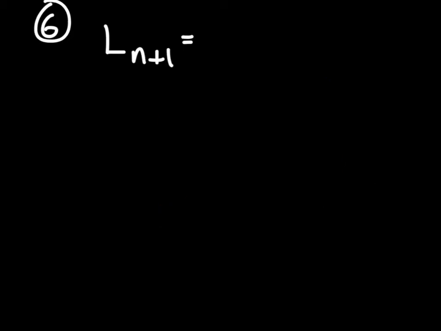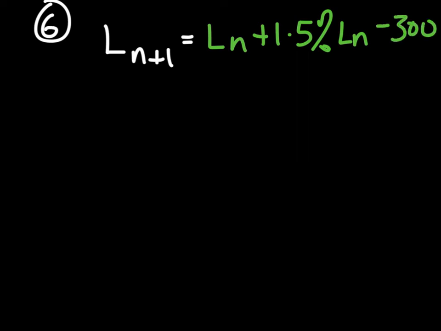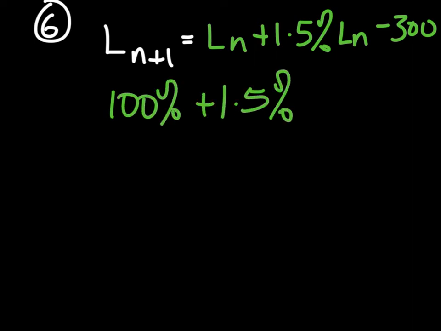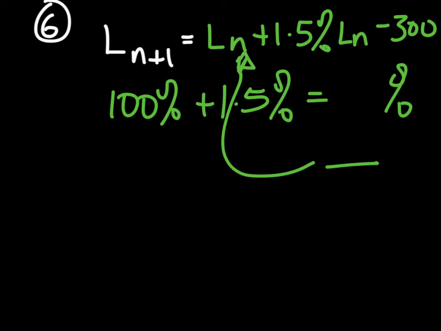Question 6. Okay, let L be the amount of loan that's left. The loan next month is going to be all the loan of this month plus 1.5% of the loan, that's the interest payment, less the £300 you pay. So you've got 100%, add 1.5%, work that out as a percentage, change it to a decimal, and then you can put that back in here to get your recurrence relation.